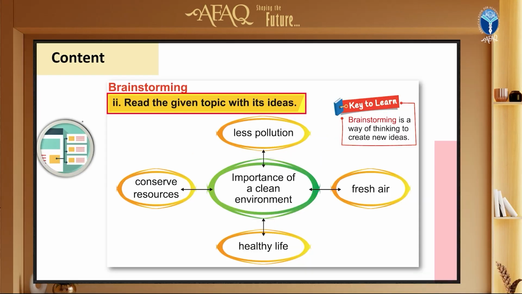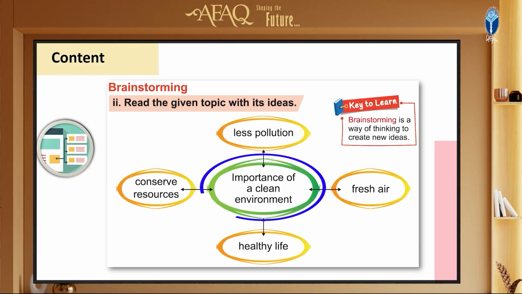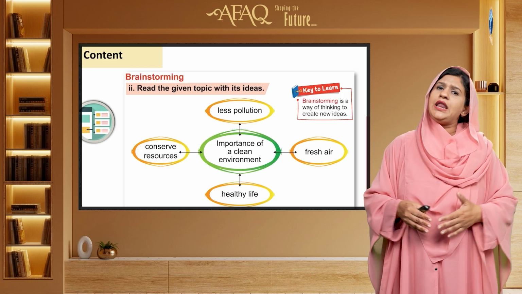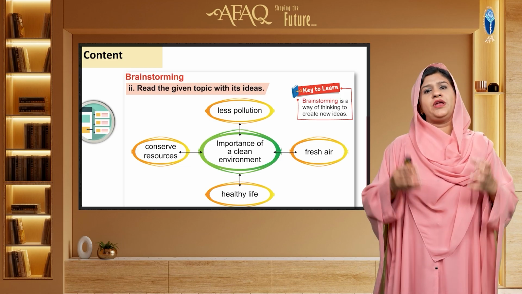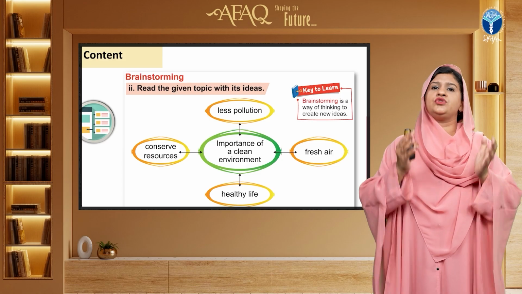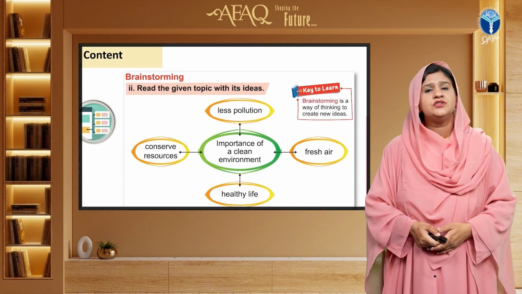Read the given topic with its ideas. Like the topic is importance of clean environment. And what is the importance of clean environment? Fresh air, healthy life, less pollution, and conserve resources. So these are all ideas which we can relate with this topic. When we list the ideas according to the topic, it means we are brainstorming.